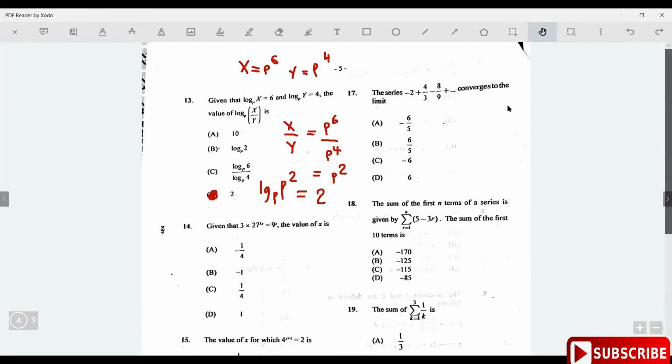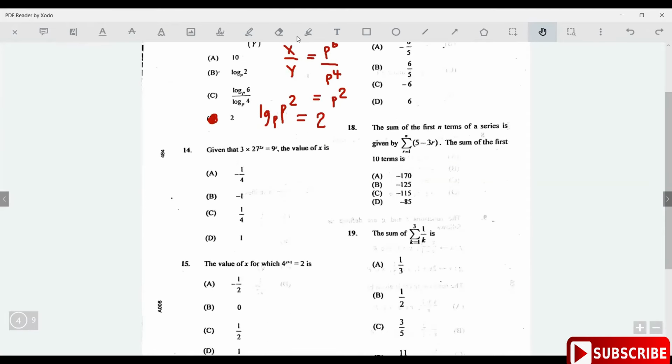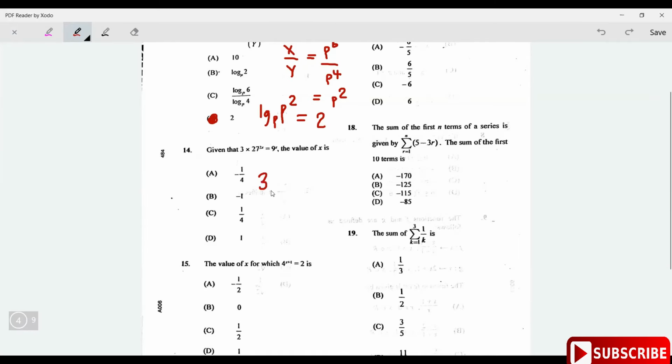Question 14. 3 times 27 to the 2x equal 9 to the x. Find what is x. Since bases are the same, we can write it as 3 to the 1 multiplied by 3 to the 3 is 27. So rewrite this as 3 to the 3 times 2x, and this is equal to 9 to the x, which can be written as 3 to the 2x.